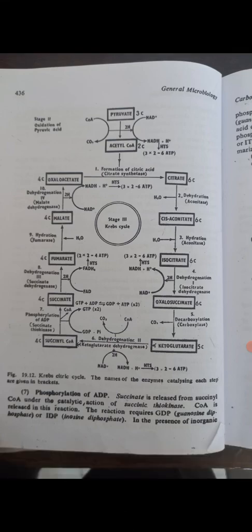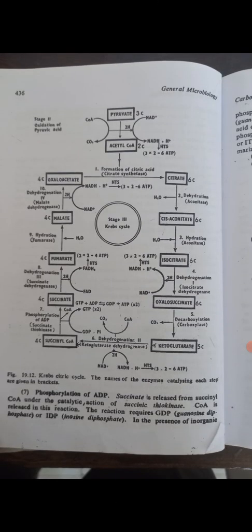Succinate then converts into fumarate in the presence of succinate dehydrogenase. Here release of 2 hydrogen atoms occurs, and here FAD is converted into FADH2 in the hydrogen transport system, releasing 4 ATP molecules. The fumarate, 4 carbon atom fumarate, is converted into malate with the hydration reaction. Here water molecule is added to give you a malate molecule.